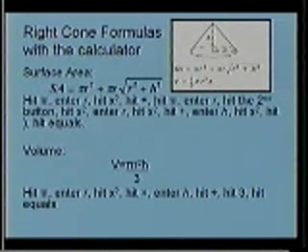For volume of a right cone, it's pi r squared h divided by 3. So hit pi, enter r, hit x squared, hit x, enter h, hit divided, hit 3, and hit equals.